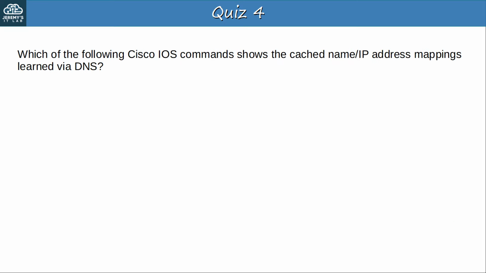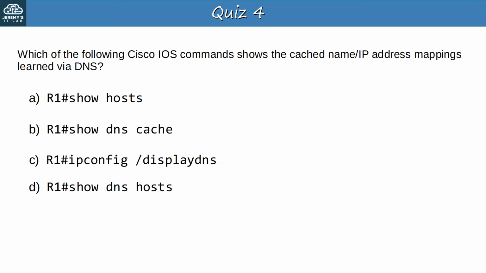Which of the following Cisco IOS commands shows the cached name and IP address mappings learned via DNS? Here are the commands. Pause the video to think about the answer. The answer is A, show hosts. It displays both the hosts learned via DNS as well as the manually configured host entries. B and D are not real commands, and C is the command for Windows, not for Cisco IOS.